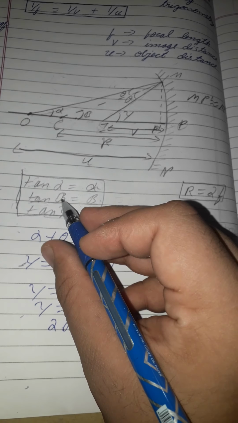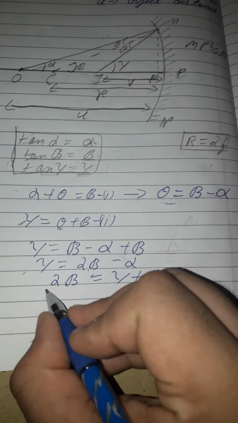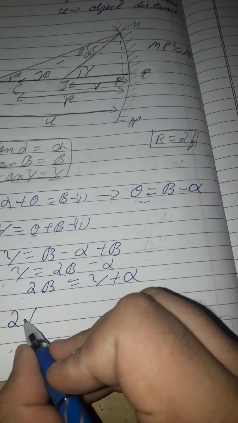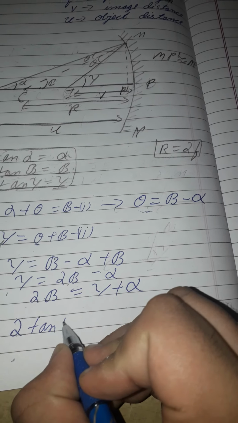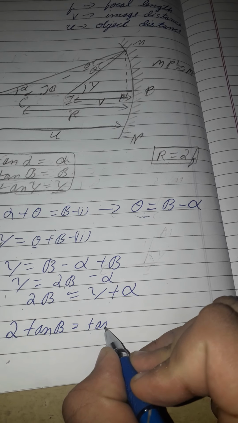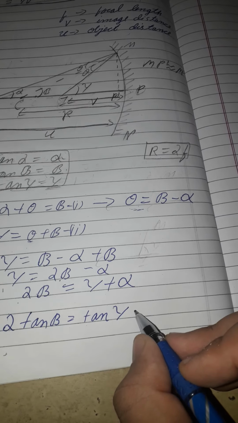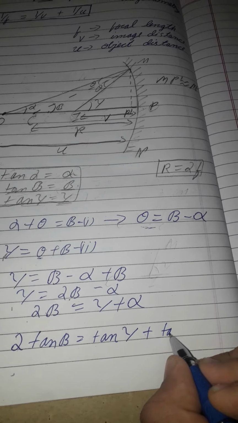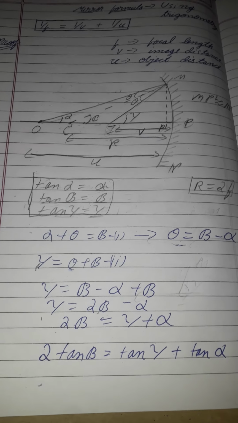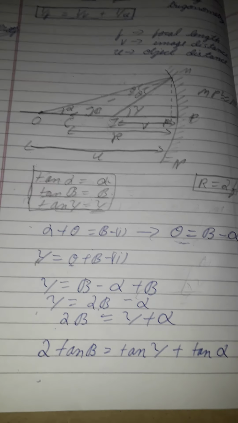So instead of beta, can we write tan beta here? Yeah, we can write tan beta. So 2 tan beta, instead of gamma tan gamma, and instead of alpha we are writing tan alpha. What will you give as the reason? We are writing like this because the angle is very small. When the angle is very small, it satisfies this condition according to trigonometry.